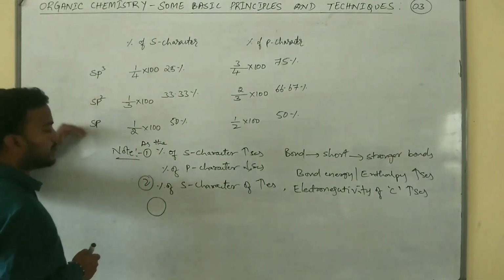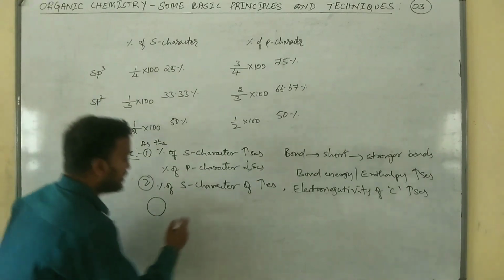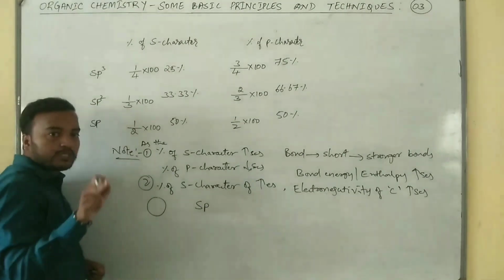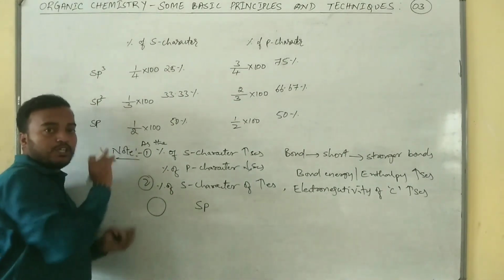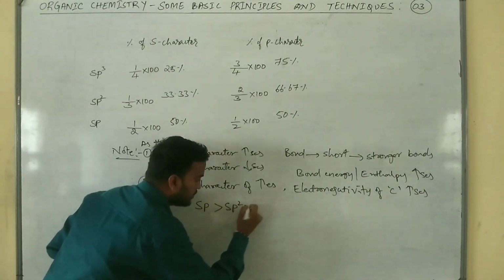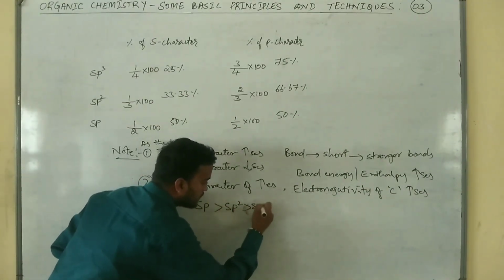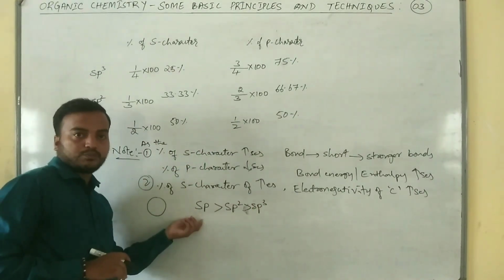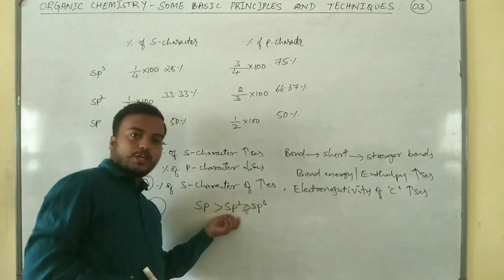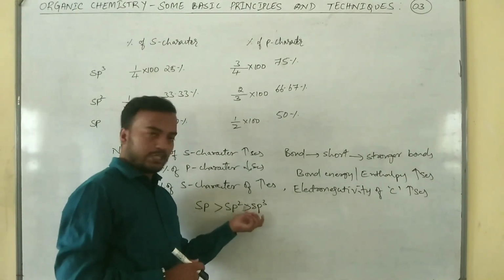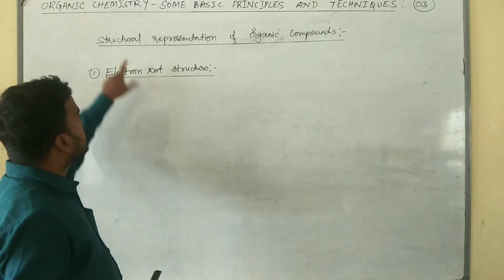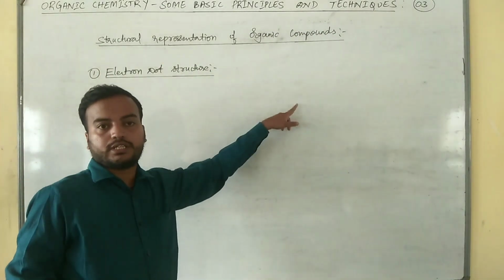So if we compare these three hybridizations, the percentage of S character is highest in sp hybridization, so the carbon atom in sp hybridization shows the most electronegativity. Then sp2, and then sp3. An sp hybridized carbon atom shows more electronegativity than sp2, and sp2 shows more than sp3. Okay, next topic is structural representation of organic compounds.